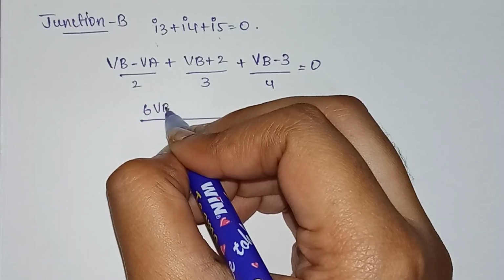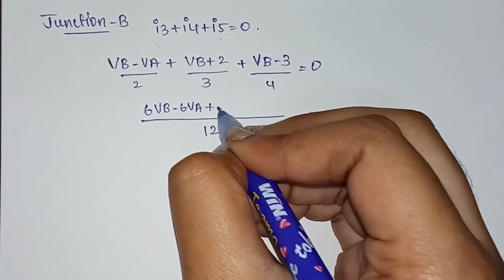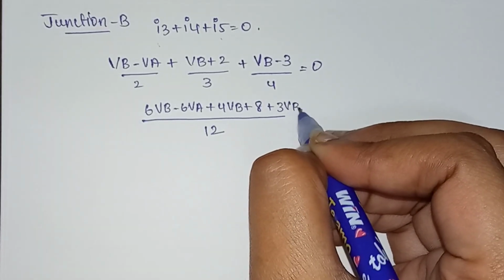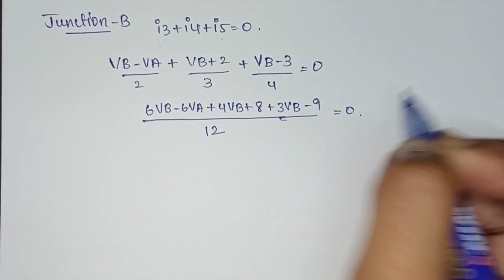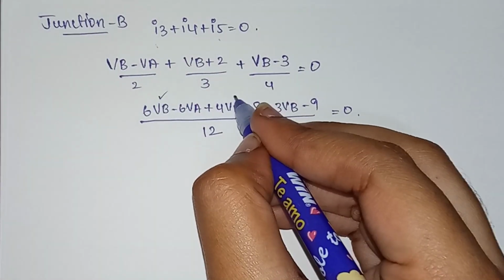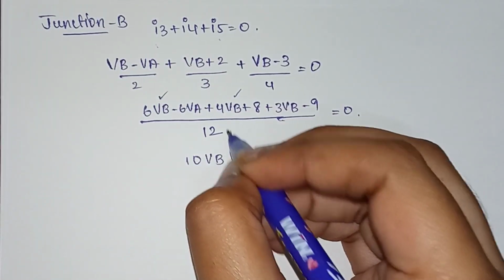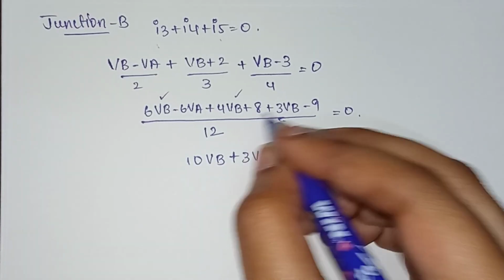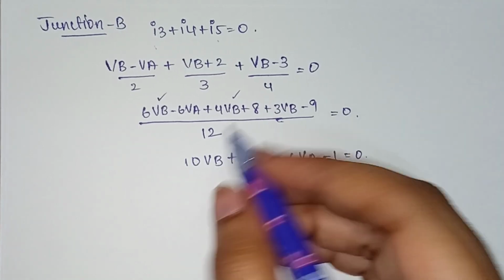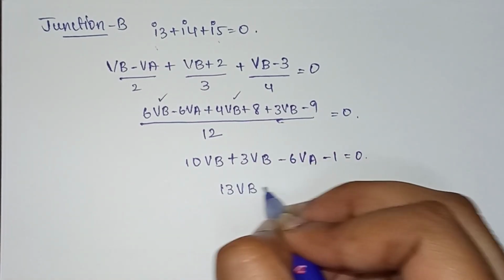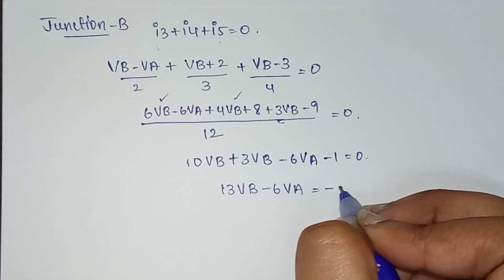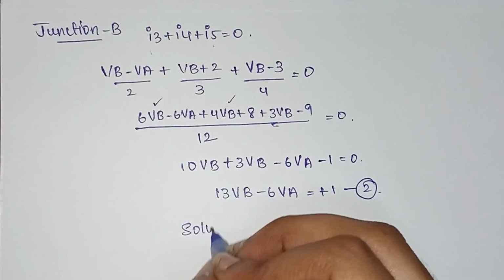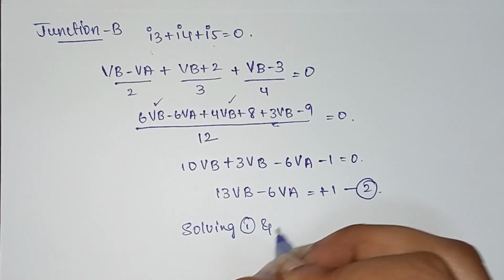So 6VB minus 6VA plus 4VB plus 8 plus 3VB minus 9 is equal to 0. We'll get 6VB plus 4VB is 10VB and plus 3VB, minus 6VA. 8 minus 9 is minus 1 is equal to 0. So 13VB minus 6VA is equal to 1. This is our second equation. Now what we'll do, we'll solve 1 and 2.